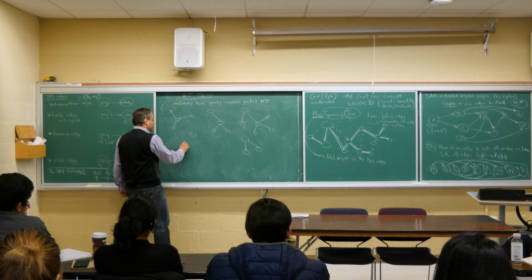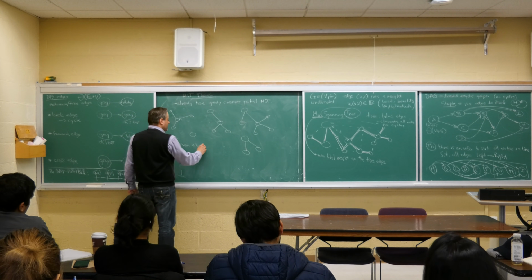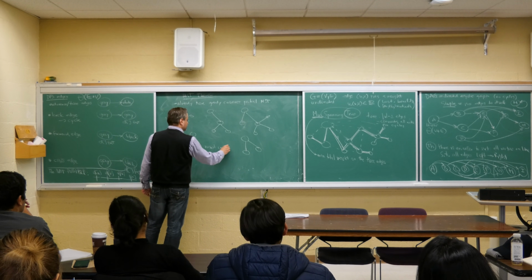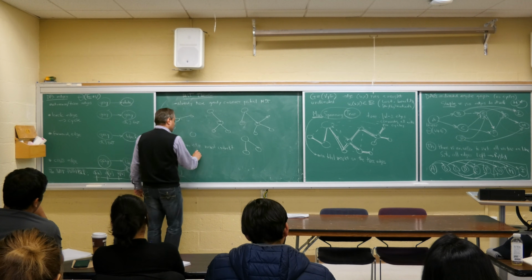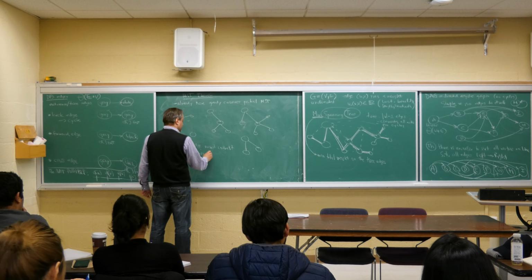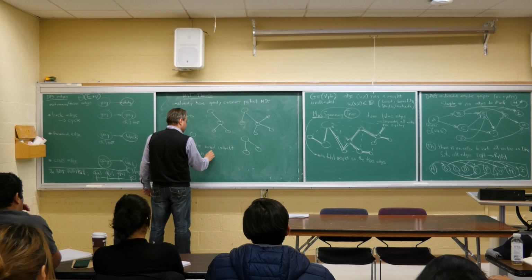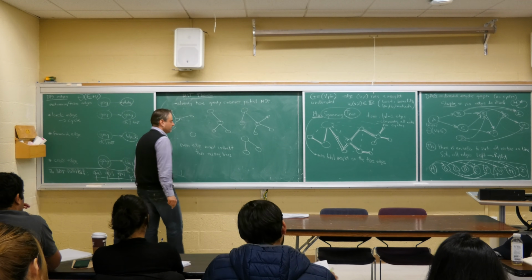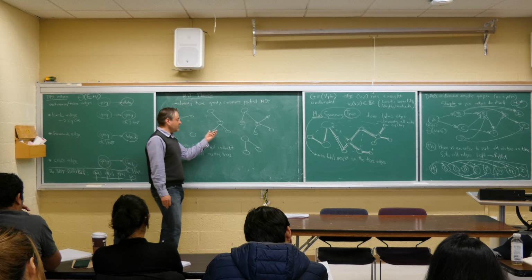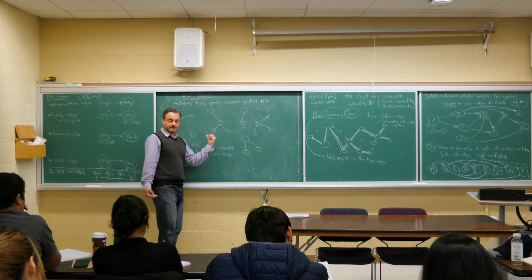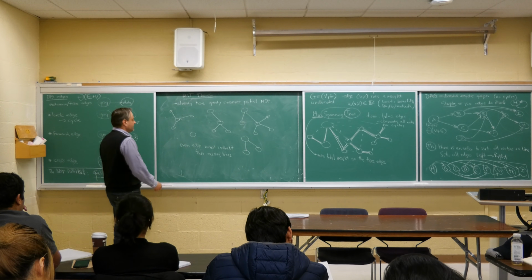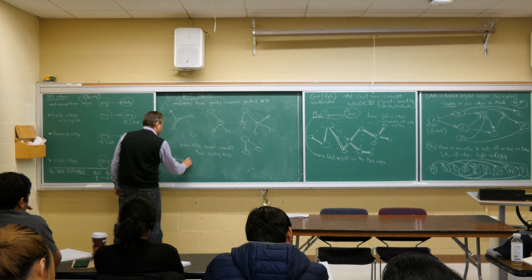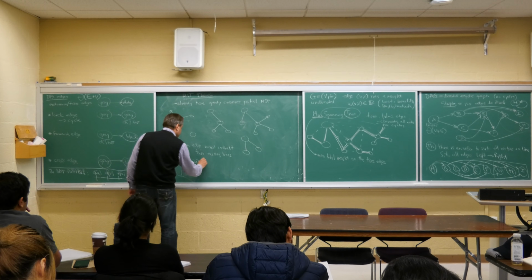So a new edge must connect two existing trees. Because otherwise, any edge will form a cycle if it's in the same tree, right? So here's the theorem. The theorem says, define a cut in the graph.